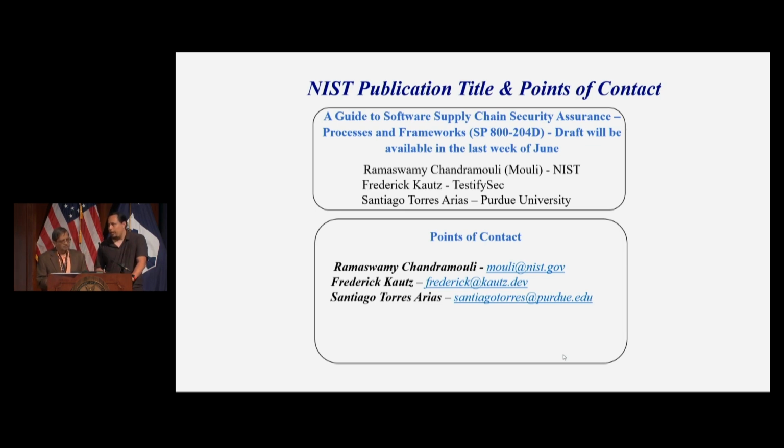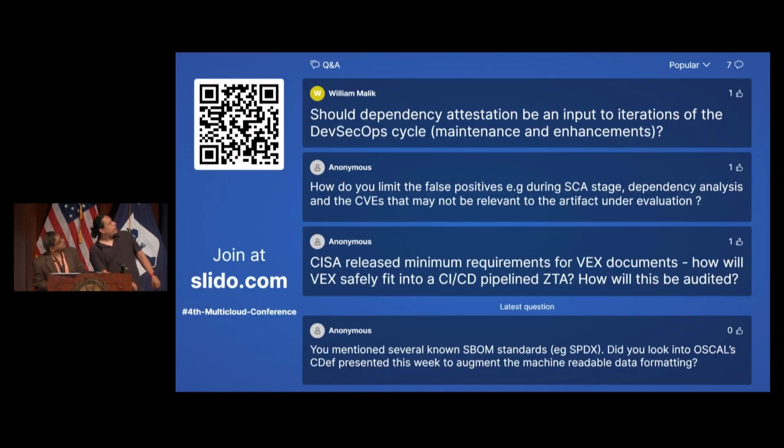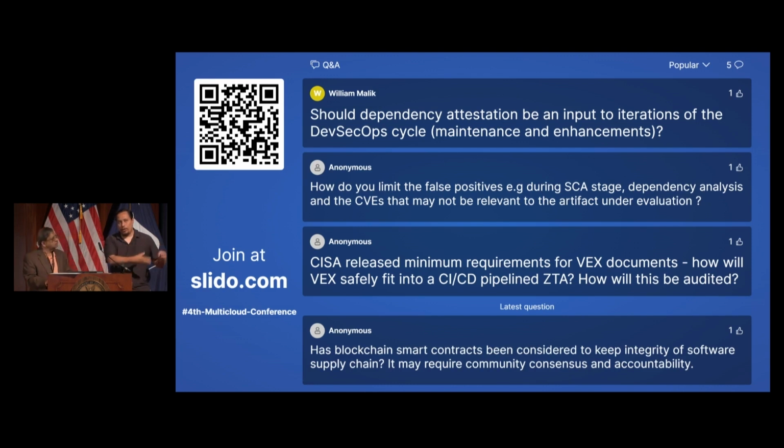With that, do we have time for questions still? Okay, so the first one is, should dependency attestation be an input to iterations of the DevSecOps cycle, maintenance and enhancements? Absolutely. Our expectation is there has to be a bridge. There has to be a moment where we bridge from what we've attested in the supply chain into something that works on the operational side.